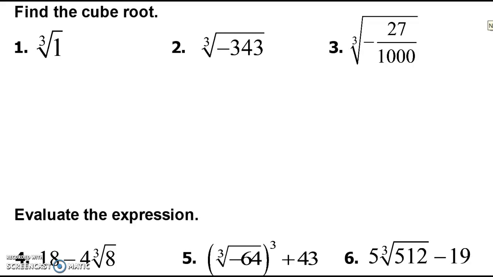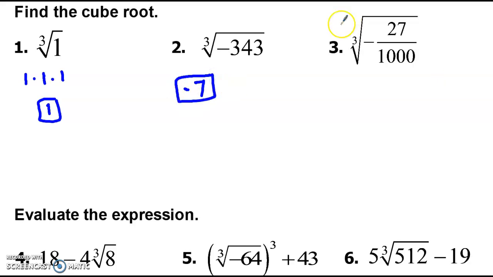Now go ahead and pause the video and see if you can give these a try. So number 1 is the cube root of 1. We know that 1 times 1 times 1 is 1. So your answer should simply be 1. The cube root of negative 343 is going to be a negative number that when multiplied by itself 3 times gives you 343. What is that number? Good. Hopefully you got negative 7.